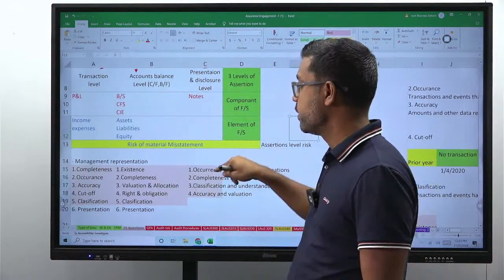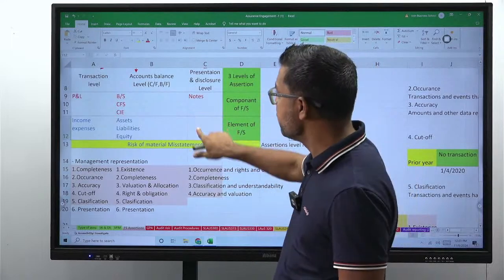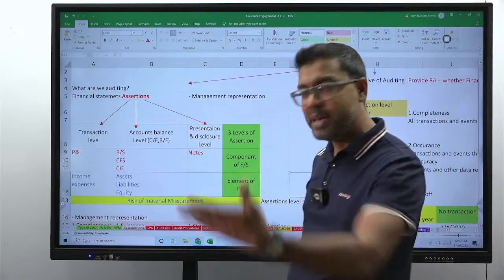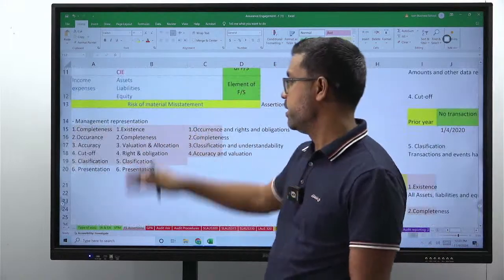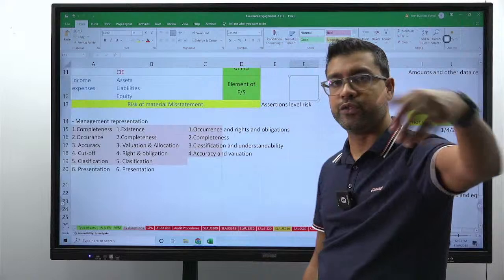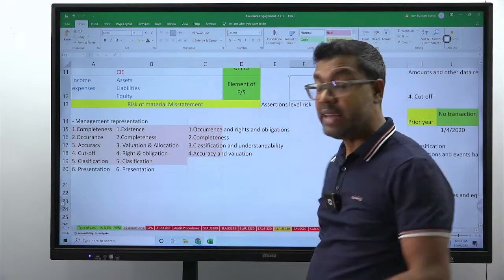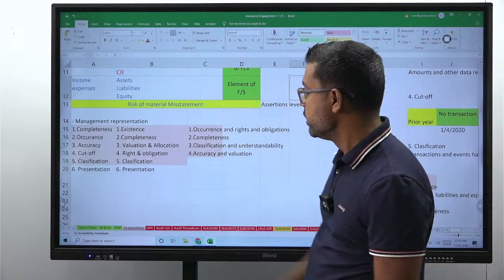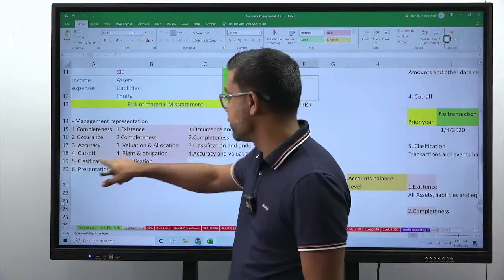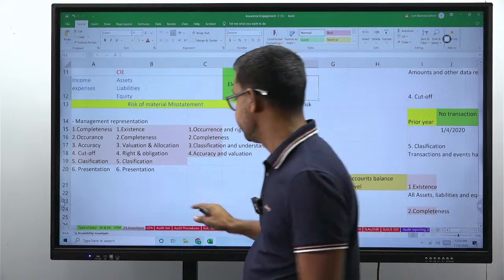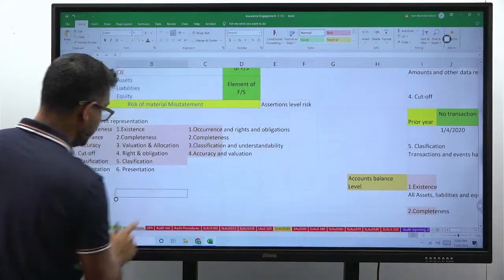So these are the assertions that we must audit during the course of the audit. We are auditing completeness, occurrence, accuracy, cutoff, and classification. We call it PACKCOVER. So that's what we are auditing. P means presentation, PA, pack. So let me write it here.